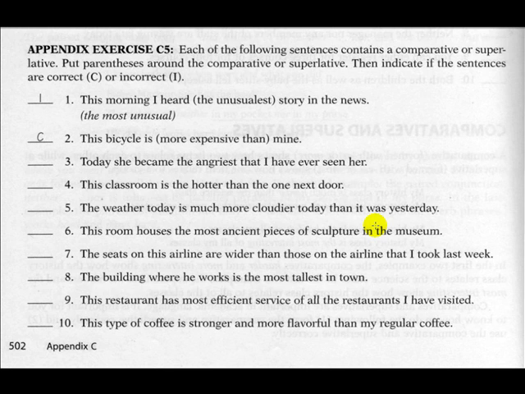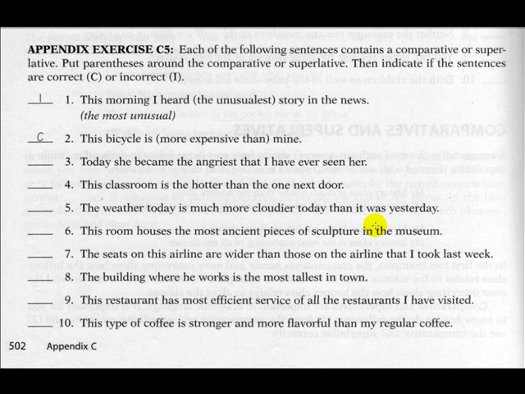Number 2 is C. This bicycle is more expensive than mine. That's correct. Expensive is more than one syllable. It's a 3-syllable word. And since it's a 3-syllable word, we use the words more and than. So we say the bicycle is more expensive than mine. Okay? Number 3. Today, she became the angriest that I've ever seen her.